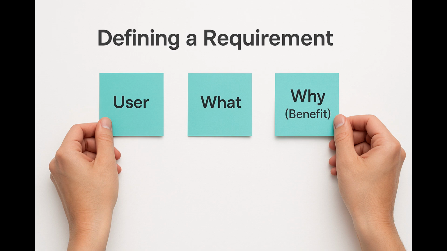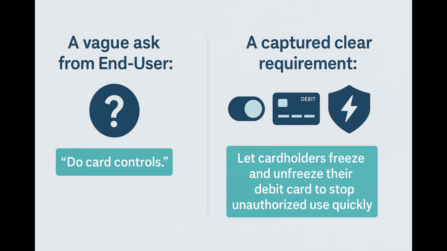What is a requirement? A requirement is simply what the user wants and why they want it, the outcome or value they are looking for. Details can evolve during refinement. A requirement from vague to usable. Vague requirement: do card controls. A clearly captured requirement would be: let card holders freeze and unfreeze their debit card to stop unauthorized use quickly.